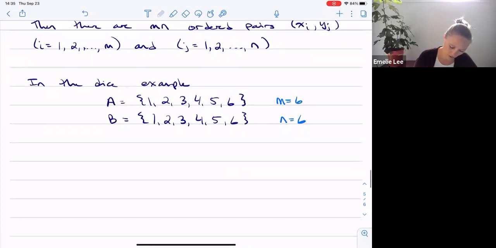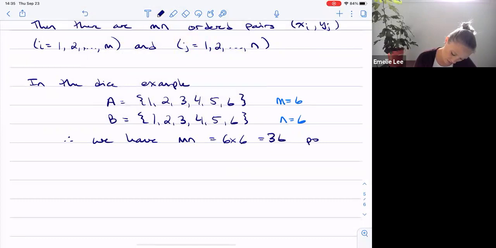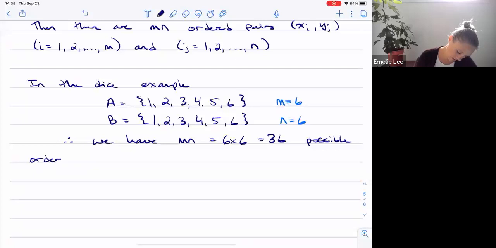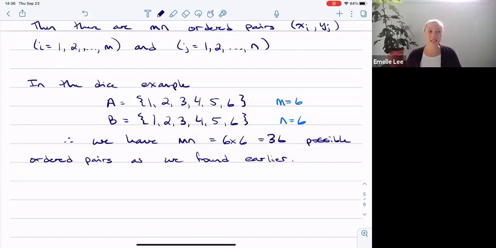So then, therefore, we have M times N, which is 6 times 6, which is 36 possible ordered pairs, as we found earlier. And by earlier here, I mean potentially a few days ago. But we did see that, right? Because we set it up like this, where I have dice number 1 and dice number 2, and then I can look at all those ordered pairs, but that is a 6x6 grid.